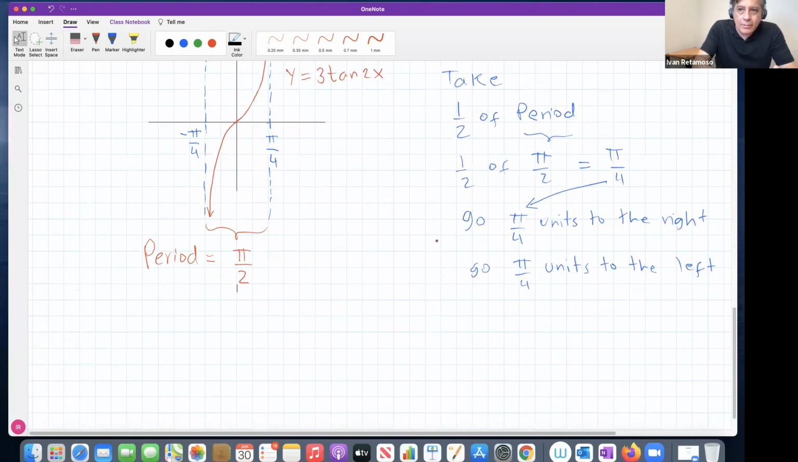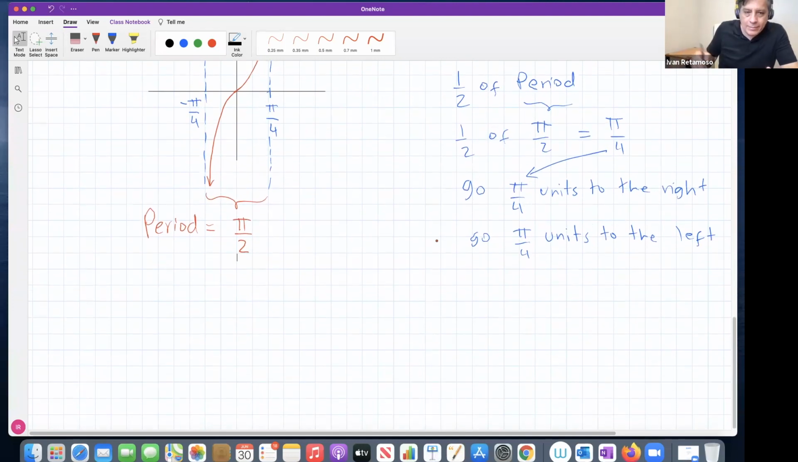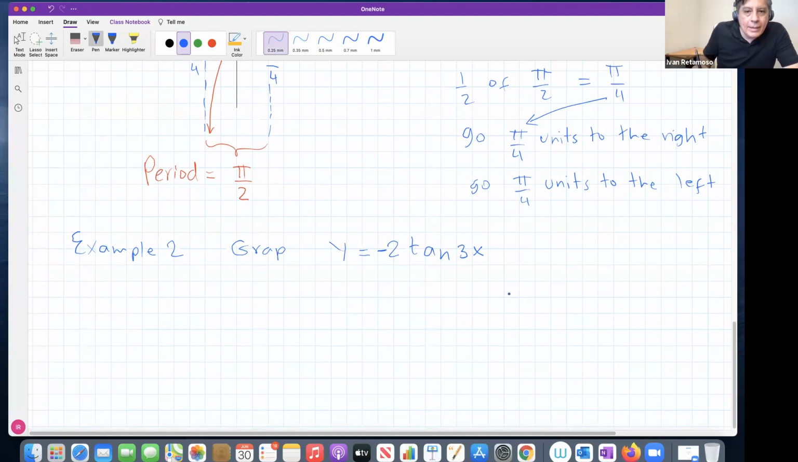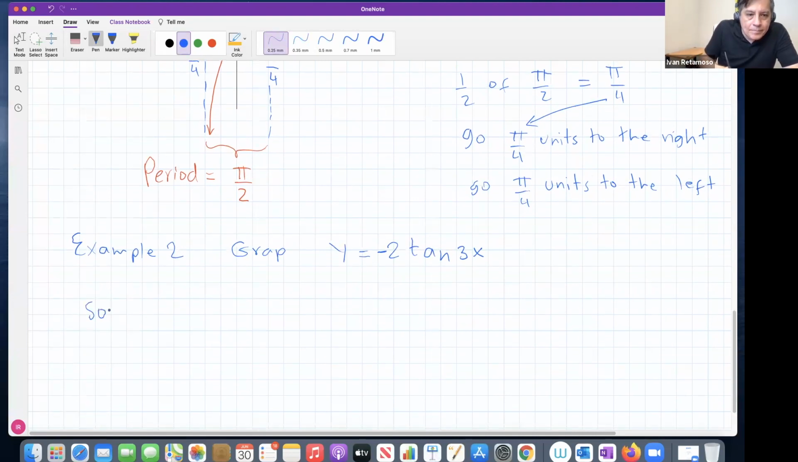But before we go to the worksheet, since they're very straightforward, I'm going to give you this other example 2 to conclude this part. Example 2. Graph y equal negative 2 times tangent of 3x, with a negative sign. Well, again, you quickly identify A to be now negative 2, B to be 3 now, right?